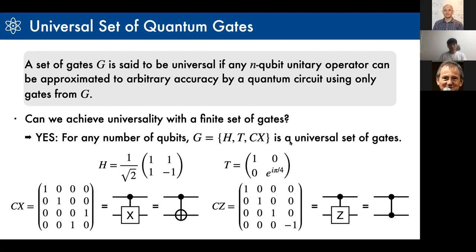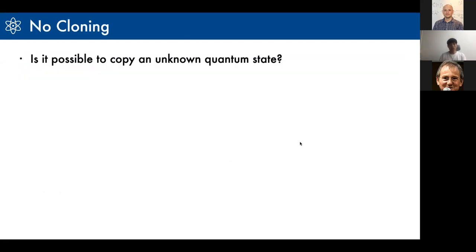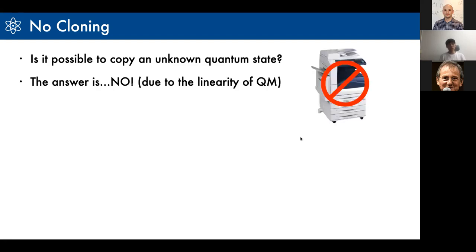But before I talk about quantum algorithms, I also want to introduce a very important concept in quantum computing. The question is: is it possible to copy an unknown quantum state? Let's move a step back and ask if it's possible to copy an unknown classical state. That question is very easy to answer. Yes, it's possible. We actually do it a lot. You can photocopy something without looking at the content of it. So it's possible to copy a classical state. But it turns out that this is not possible for an unknown quantum state.